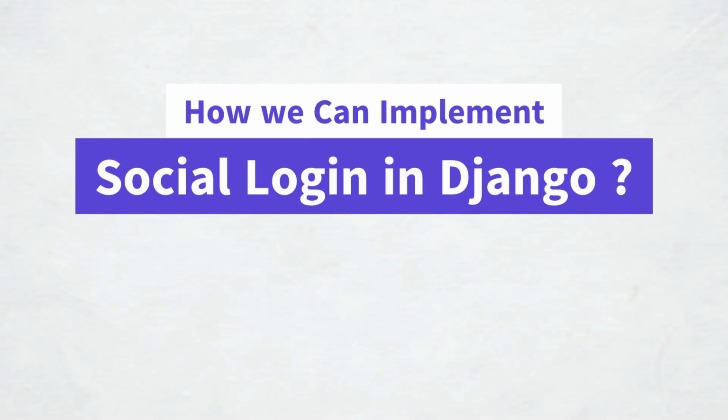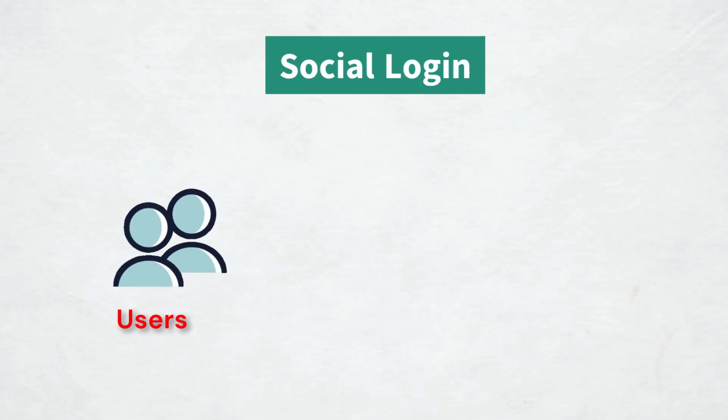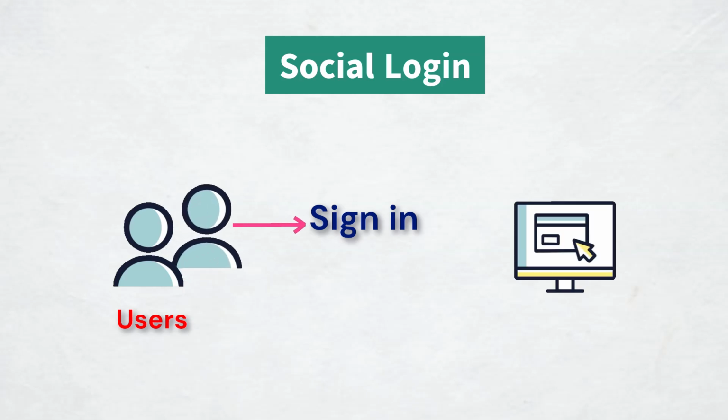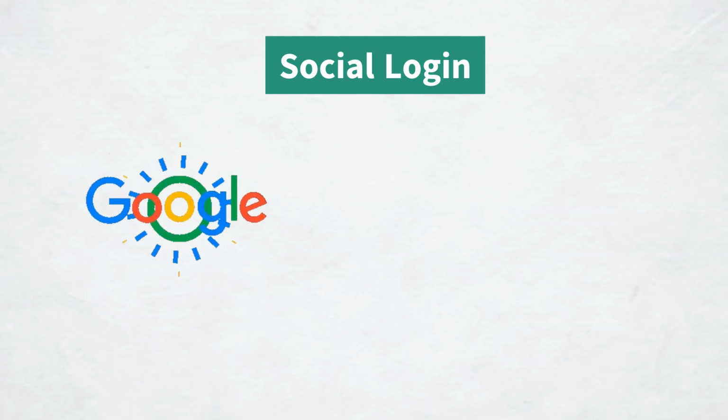So today we are going to explore how we can implement social login in Django using Google and GitHub. So first, let's see what is social login. Social login is a feature that allows users to sign into your website using their existing accounts from platforms like Google, Facebook or GitHub. But how does it work?